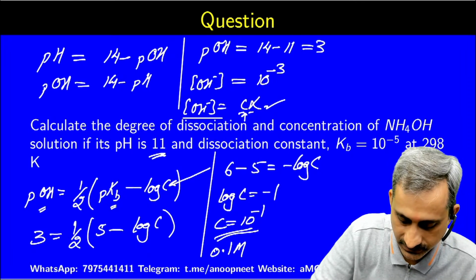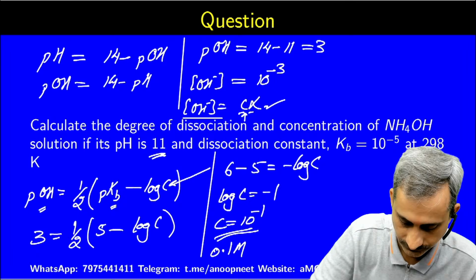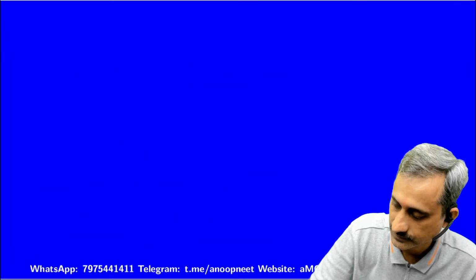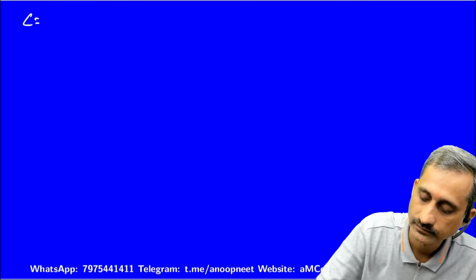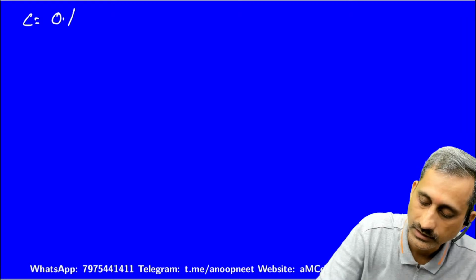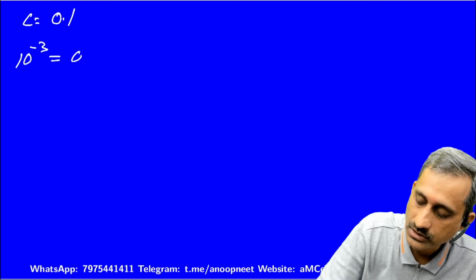ठीक है, समझ में आया? Yes sir, done. So we know C is equal to 10 raised to power minus 1, that is 0.1. Okay. And 10 raised to power minus 3 is equal to 0.1 multiplied by alpha square.